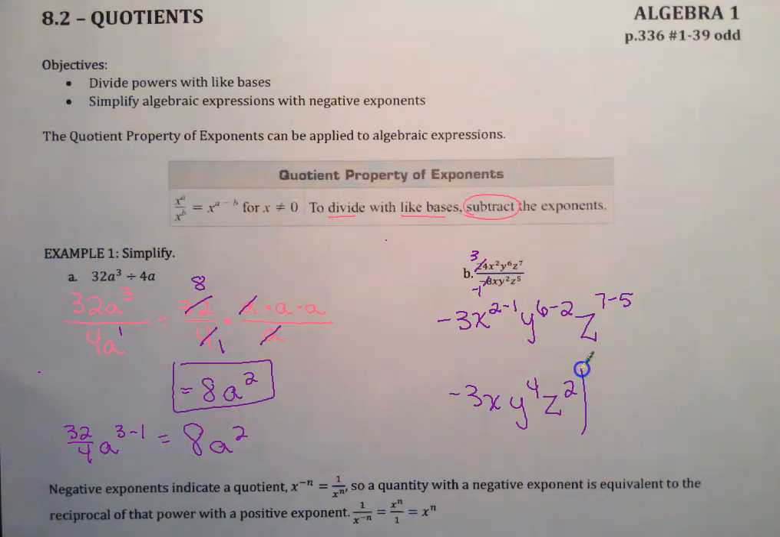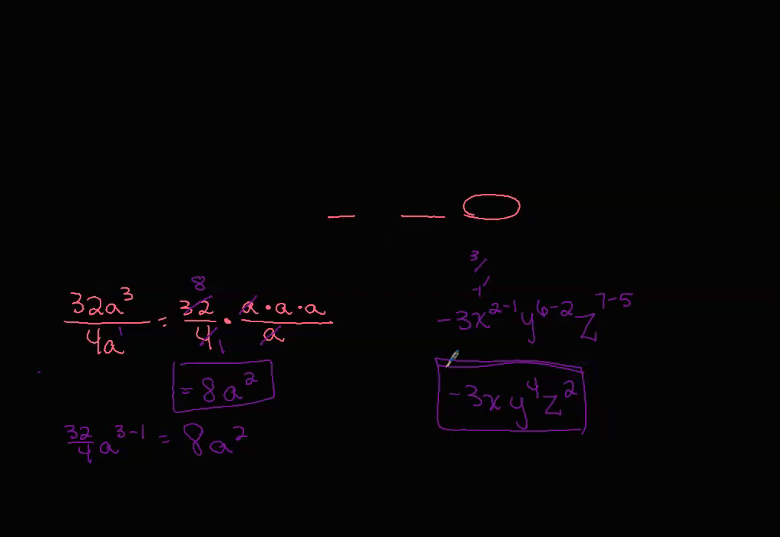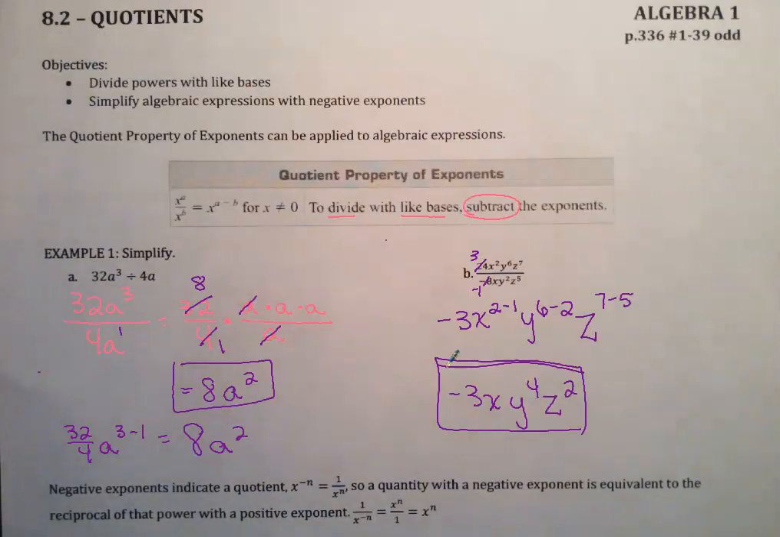That is it. Negative 3xy to the 4th, z to the 2nd.